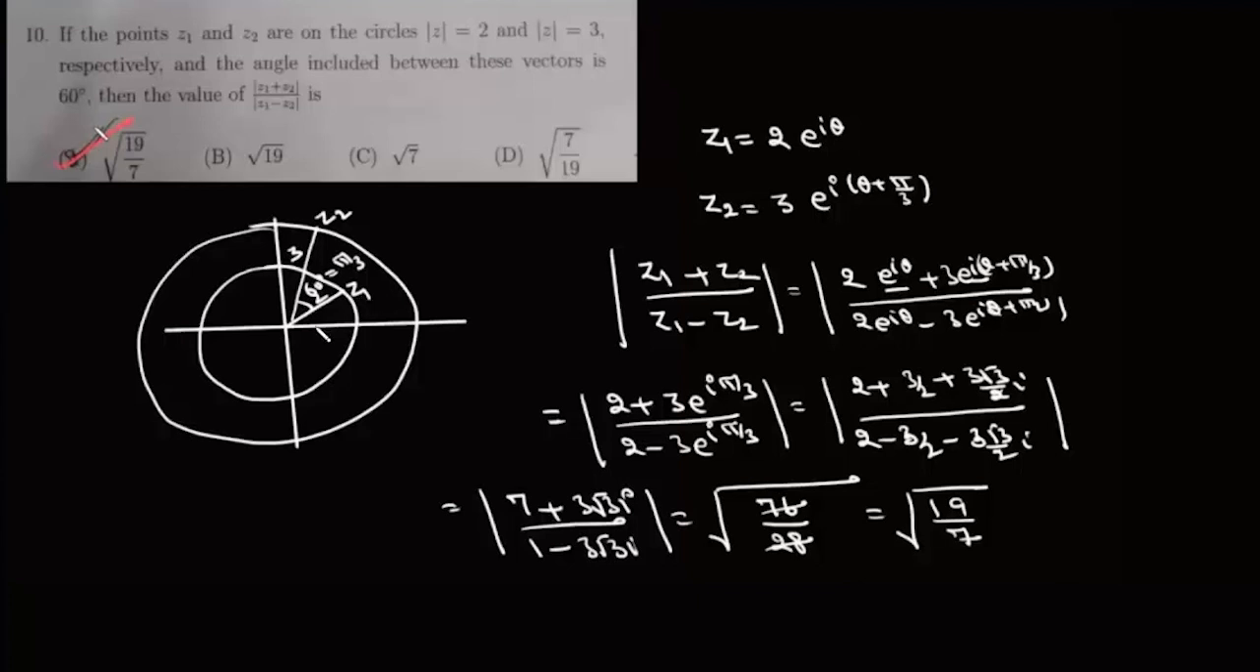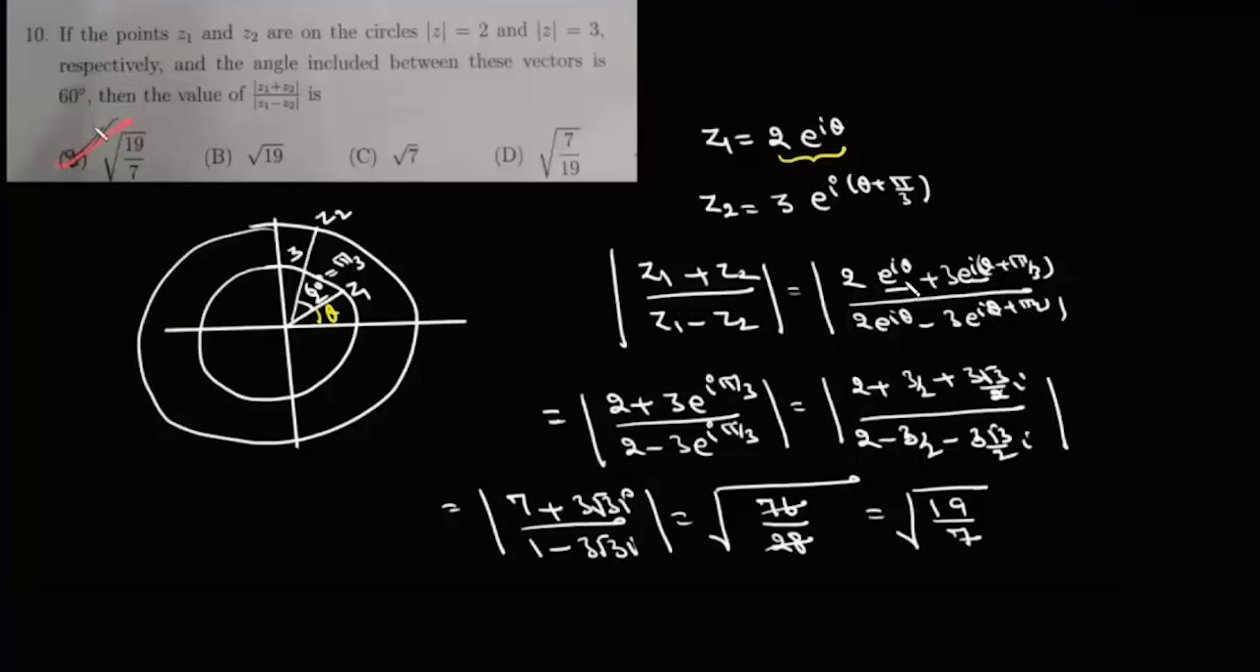Now for z1, suppose the modulus is 2 and the argument is theta. So we can write z1 as 2 e to the power iota theta. For z2, the modulus is 3 and its argument is theta plus 60, so we can write z2 as 3 e to the power iota (theta plus pi by 3). Now we need to find the value of (z1 plus z2) upon (z1 minus z2), so we'll put in the values of z1 and z2.